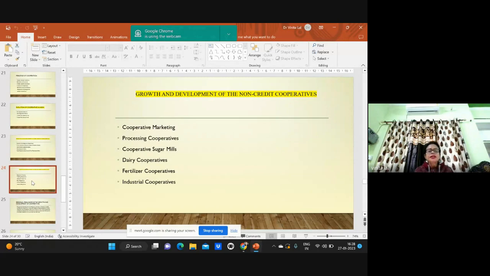Another one is cooperative sugar mills. The second 5-year plan included a program for starting cooperative sugar factories, and in 1958, licenses under the Industries Act 1951 were granted to 38 cooperative sugar factories. This is related to the National Federation of Cooperative Sugar Factories, which was also established in 1960.